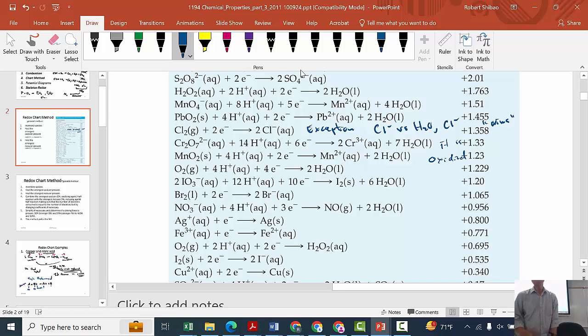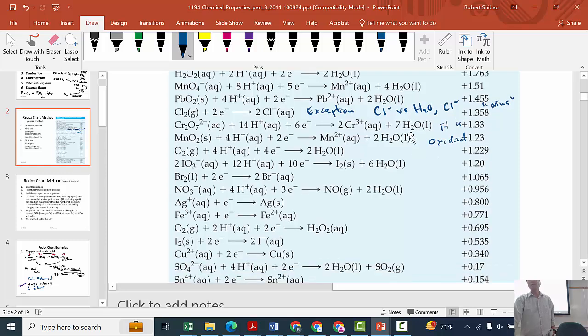In this case, we didn't have that, because there's something even better, potassium. Potassium is way better than either chloride or water. But if we didn't have potassium, then we'd have competition between chloride and water. And who wins? Chloride, even though it's weaker.